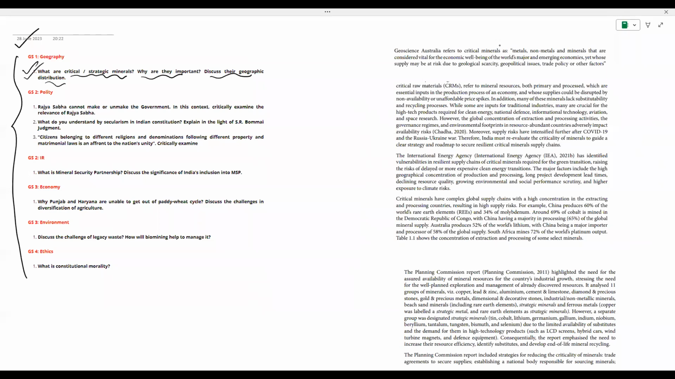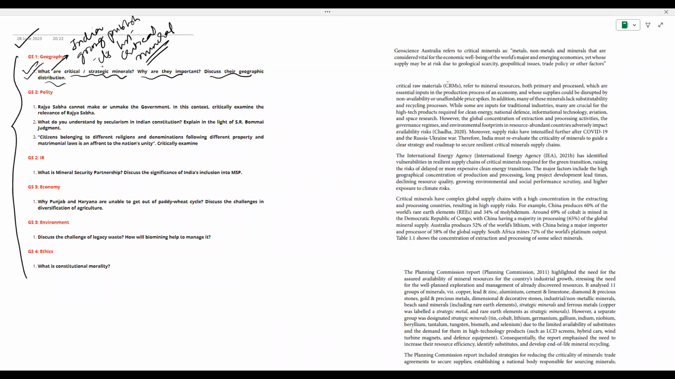Guys, why are we discussing this question? We are discussing this question because India is going to publish its list of critical minerals. So what are critical minerals?